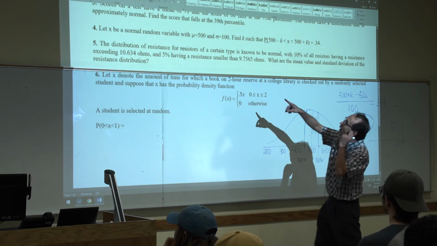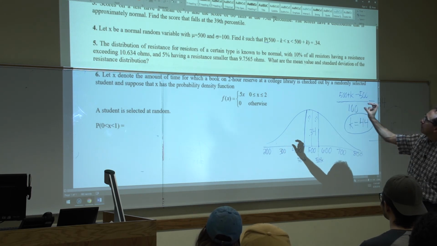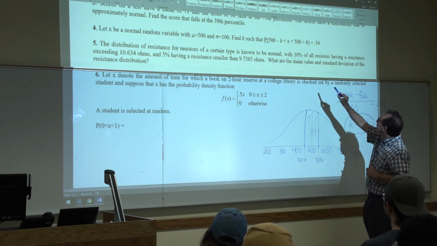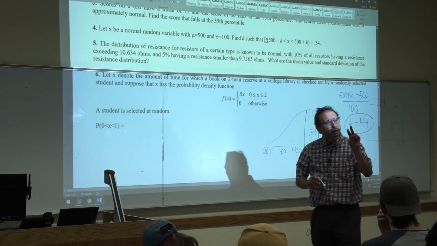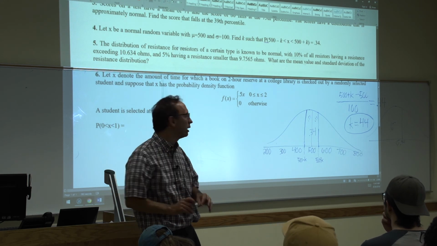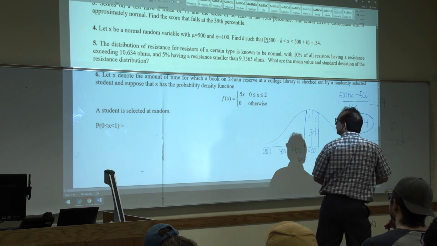Okay, so let's come here. The distribution of resistance of resistors of a certain type is known to be normal, with 10% of all resistors having a resistance exceeding 10.634 and 5% having a resistance smaller than 9.7565. Now what you want to figure out is, what are the mean value and standard deviation of the resistance distribution? So here you've got a couple of unknowns. You want to figure out the mean and the standard deviation for the distribution. And what are you given here?